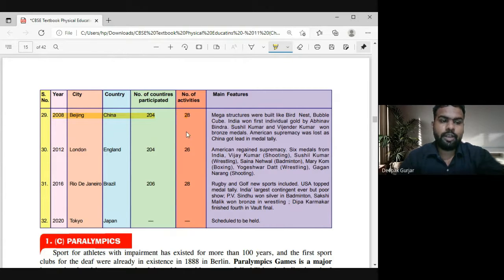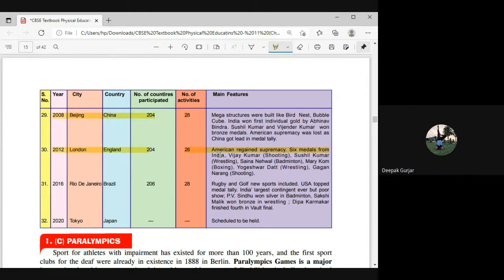In 2012, London, England, again 204 countries participated, but the number of activities was 26. America regained supremacy, and there were 6 medals for India: Vijay Kumar for shooting, Sushil Kumar for wrestling, Saina Nehwal for badminton, Mary Kom for boxing, Yogeshwar Dutt for wrestling, and Gagan Narang for shooting. It was such a proud moment.